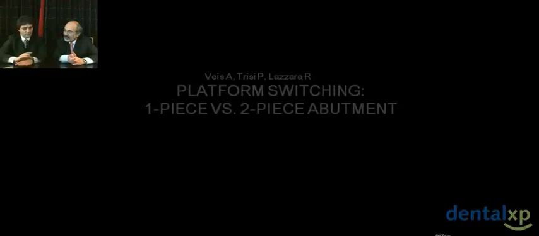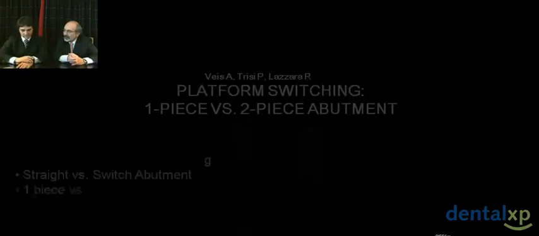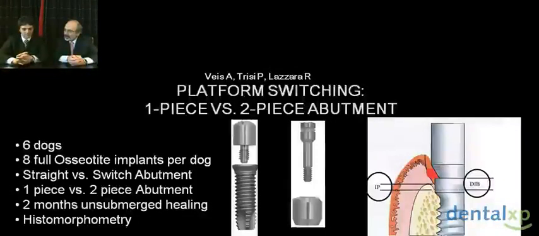I would like to share with you the results of this study that we just concluded in the last few weeks. This is a dog study where we used full osteotype implants in the mandible of the dogs. And we compare in a test and control side straight abutment with a switch abutment design using healing abutments. And we also used 2 types of abutment. One was 1-piece abutment, and the other side we also used 2-piece abutment. So we have 4 groups, straight and switch platform, 1-piece abutment and 2-piece abutments.